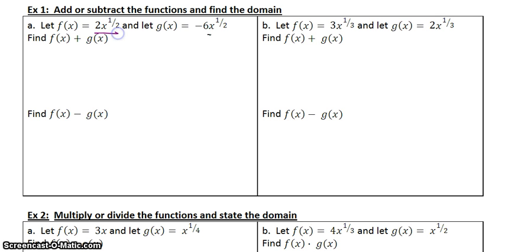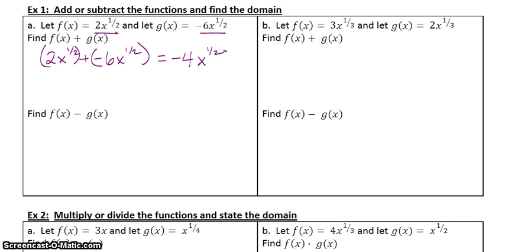So functions can come in many different forms. Here's two examples. When it says find f of x plus g of x, we're actually just going to literally add these. And this is where your exponent knowledge comes in from section 7.1 and 7.2. So we're just going to add it. That's it. These have the same variable, same base, same exponent. 2 plus negative 6 is negative 4.